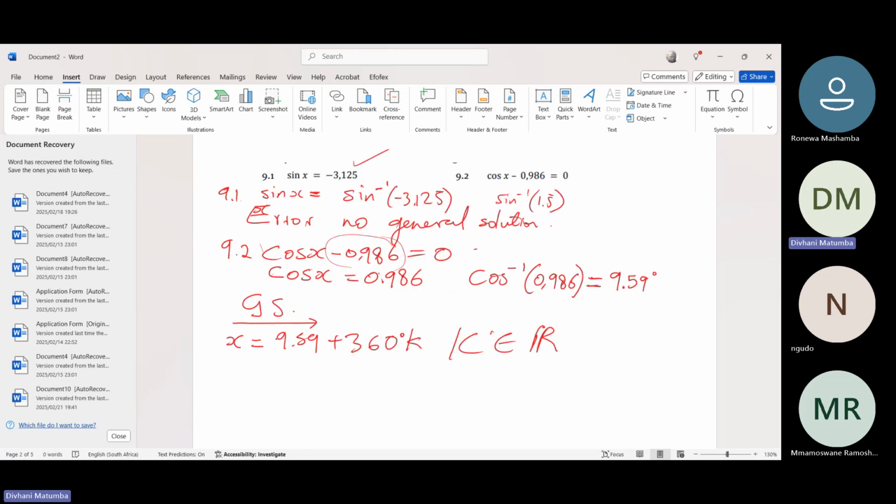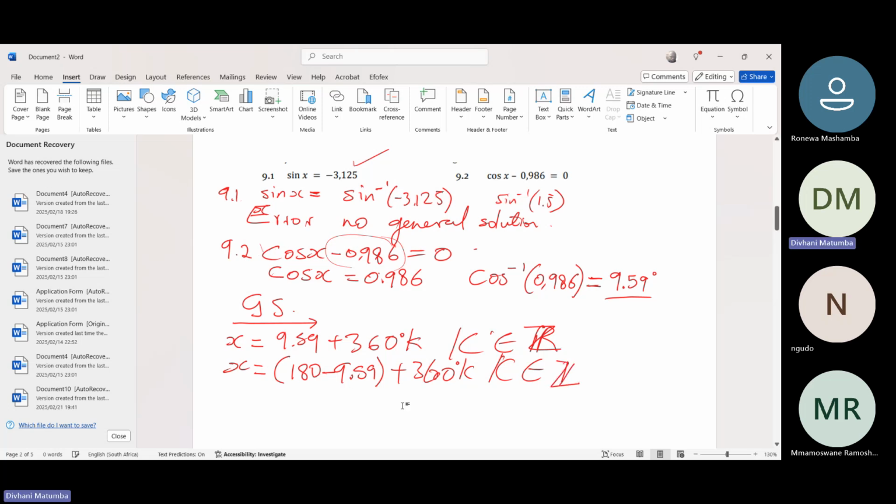The second one is x equals 180 minus the angle, 9.59, plus 360 degrees k, where k is the element of all integers. Sorry.